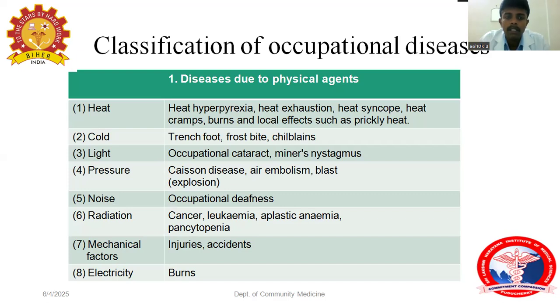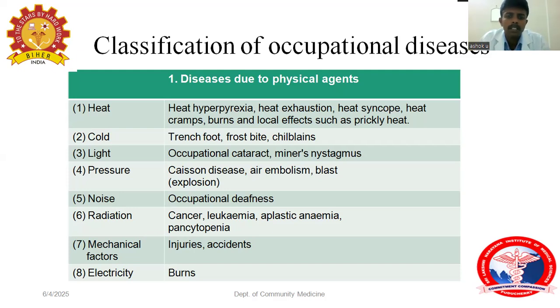Same as heat, if there is excessive exposure to cold, it can result in something called trench foot or frostbite, then chilblains. And those who are exposed to excessive light can develop occupational cataract and miner's nystagmus. And again, if somebody is exposed to excessive pressure, like deep sea diving, then they can develop something called Caisson's disease. Further, they can develop air embolism.